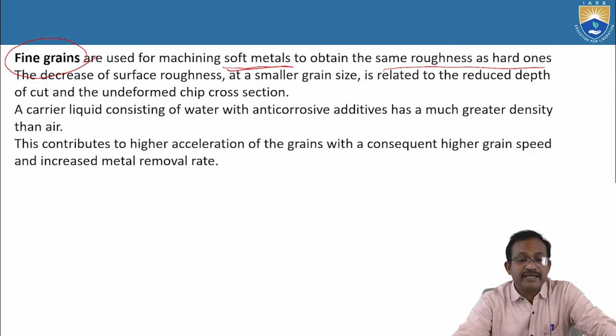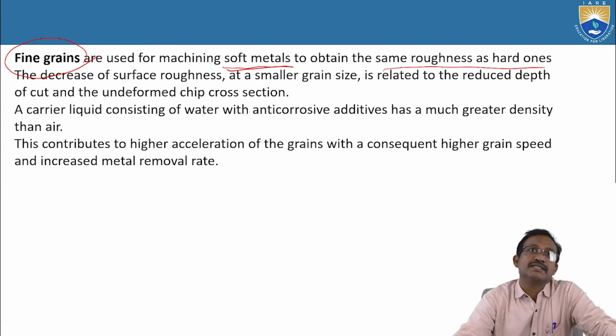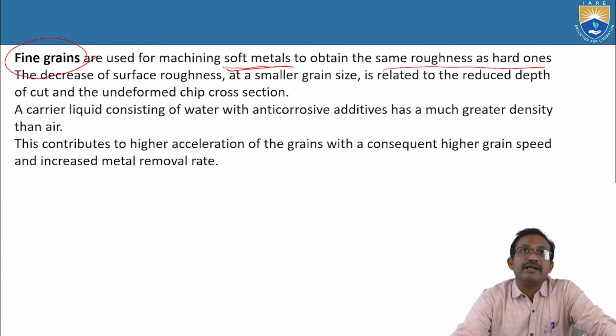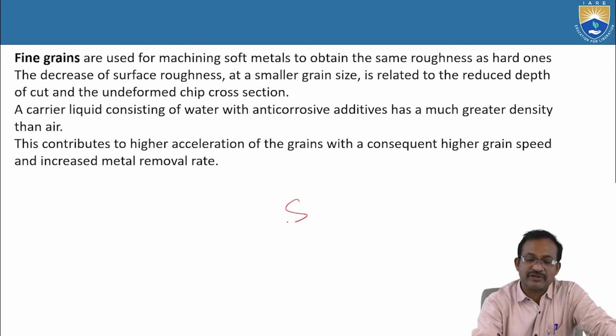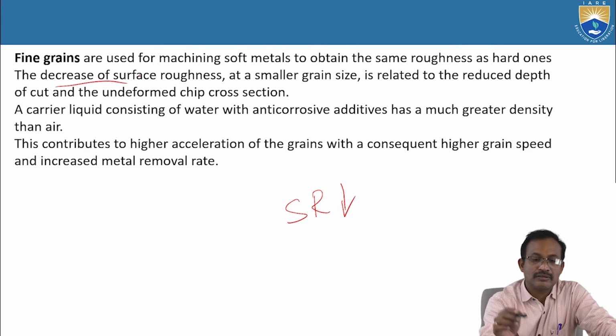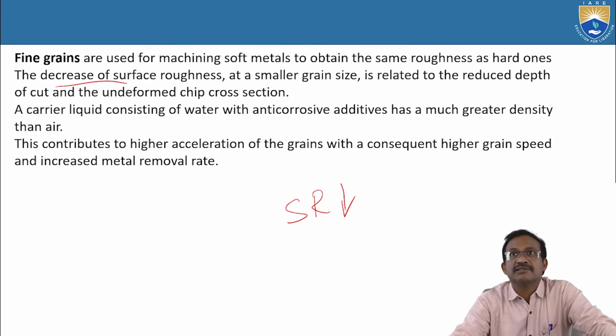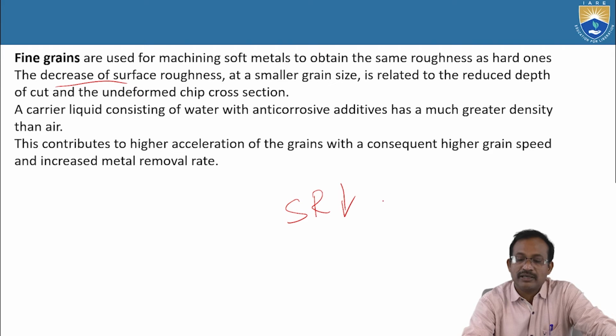The decrease of surface roughness at a smaller grain size is related to the reduced depth of cut and undeformed chip cross section. This is very important. Once again, the decrease of surface roughness at a smaller grain size is related to the reduced depth of cut and undeformed chip cross section.